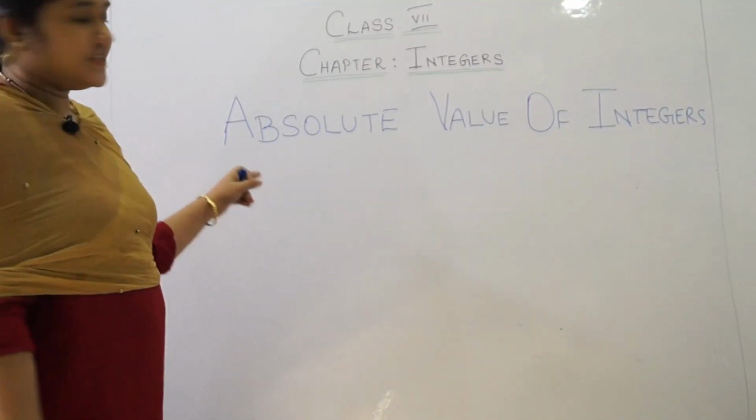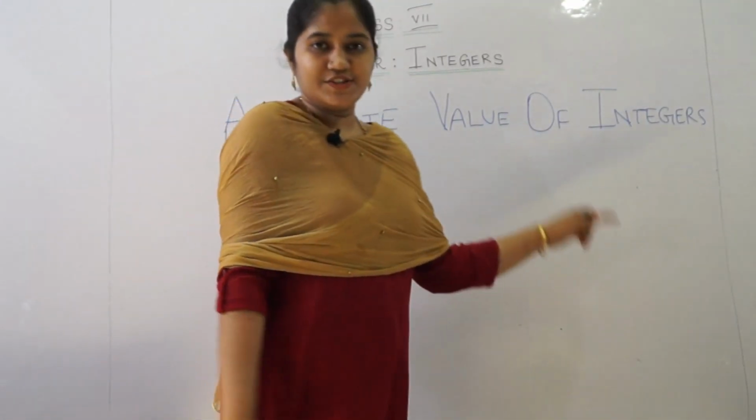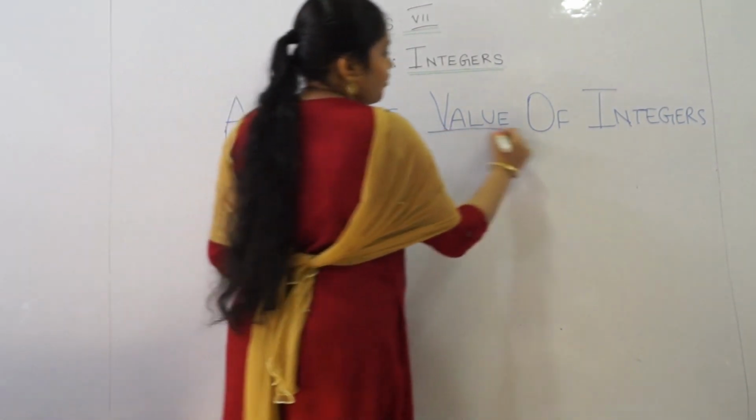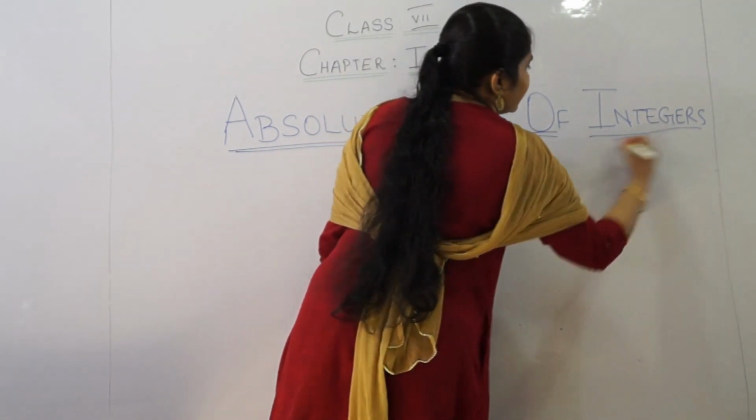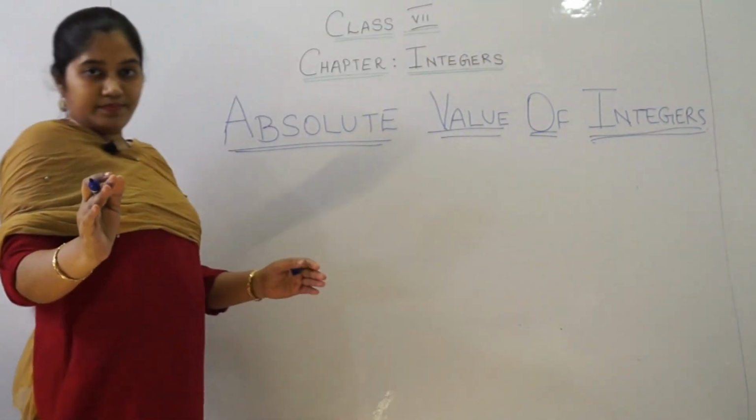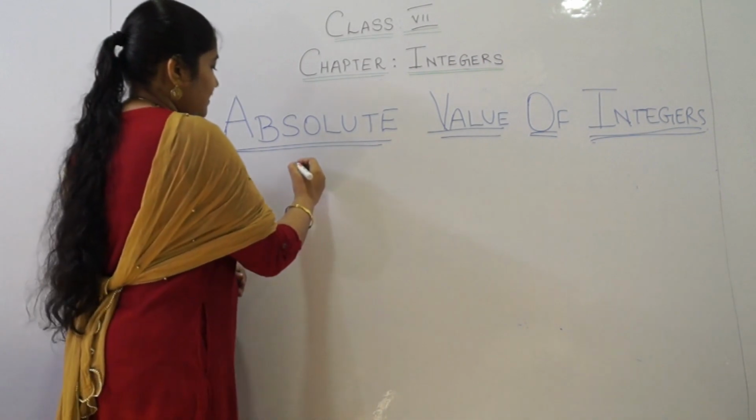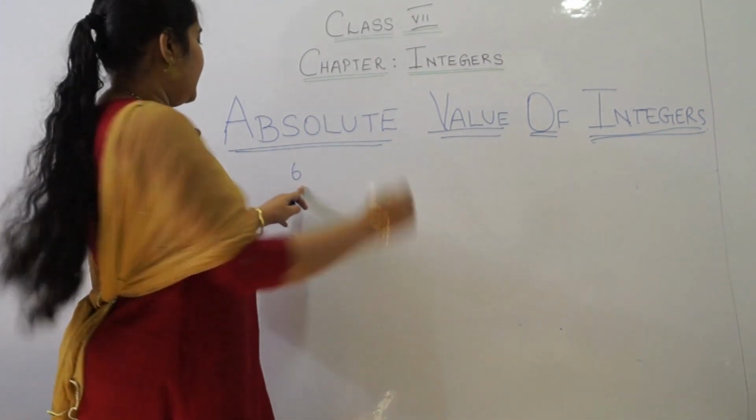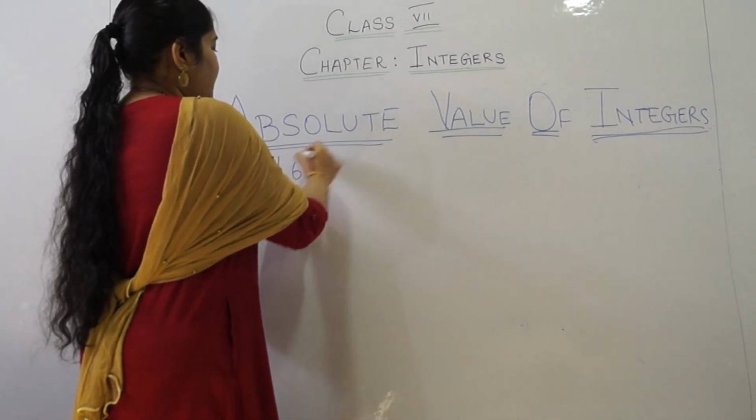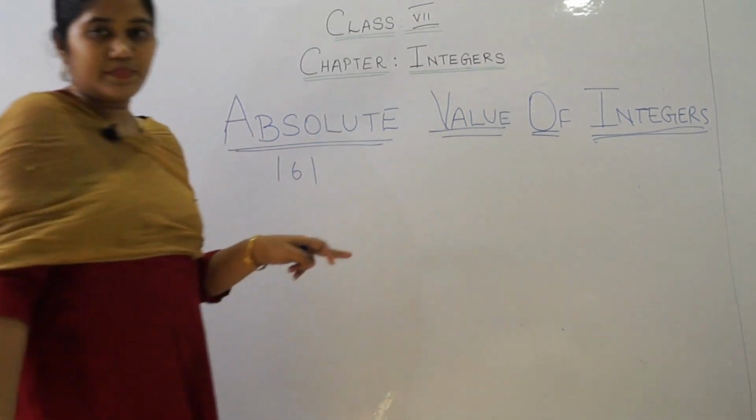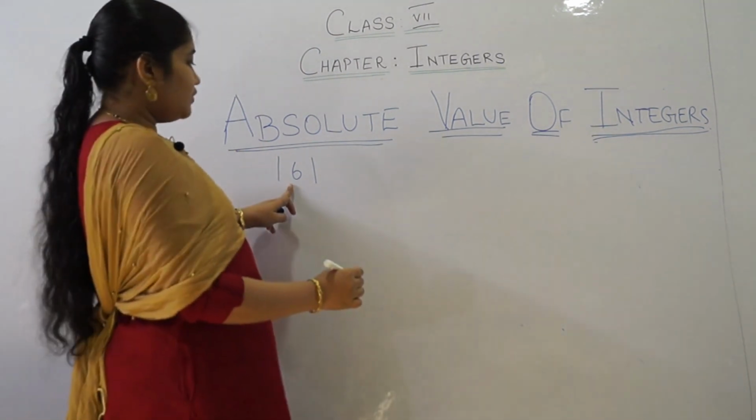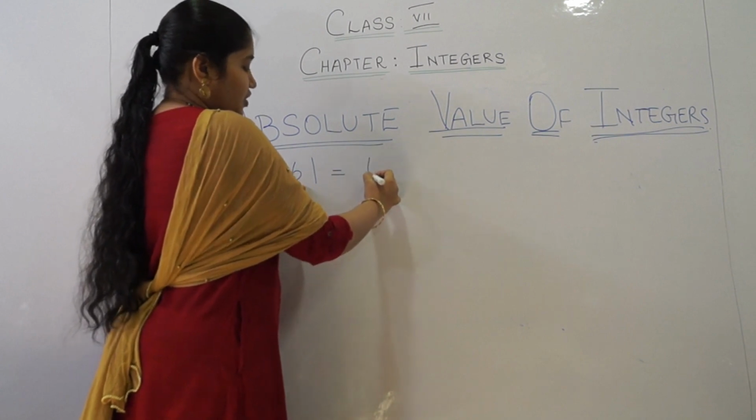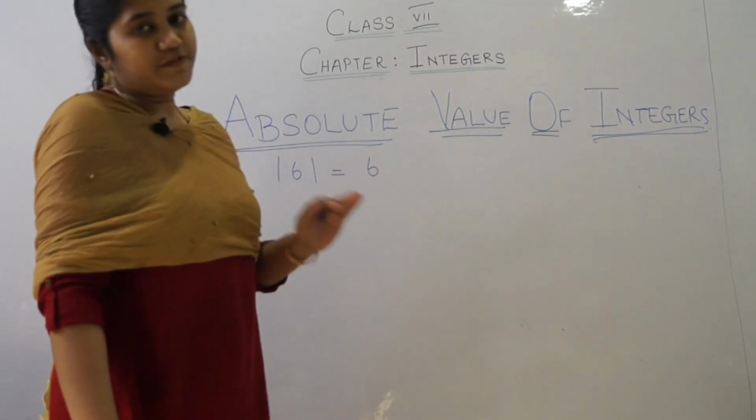The next concept is absolute value of integers. So now what is called the absolute value of an integer? Okay, I take a number, say 6. Now the absolute value of 6 is represented with this sign. The absolute value of an integer is nothing but the integer itself regardless of the sign.